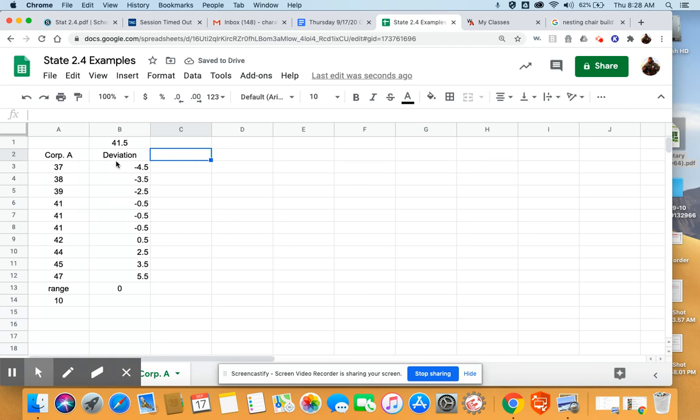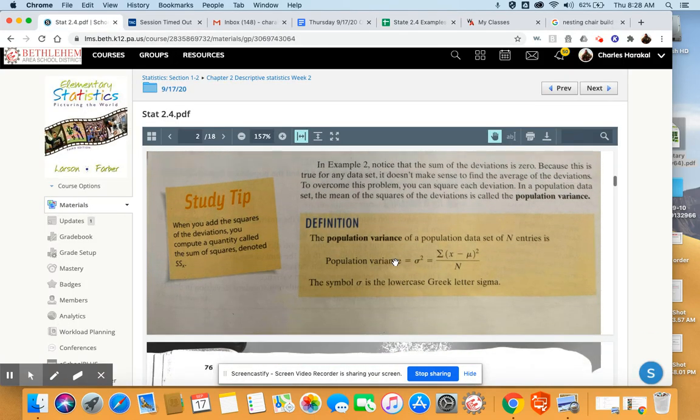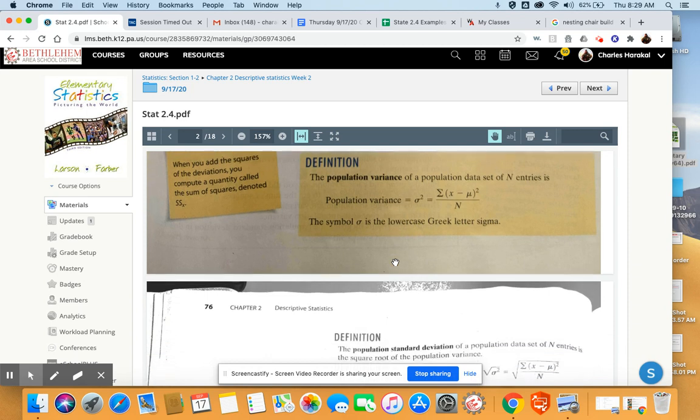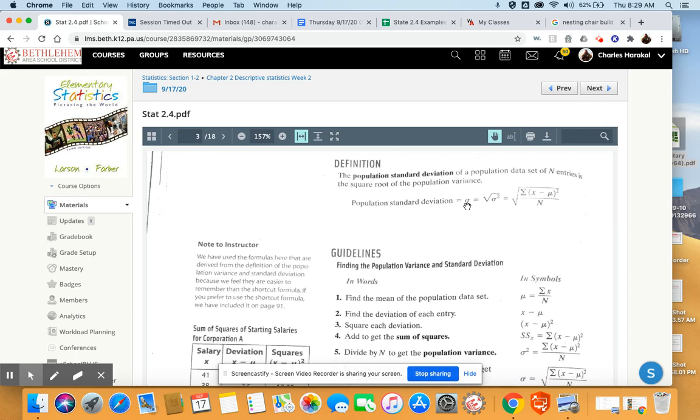But again, deviation is only a measurement of each individual data value. It doesn't tell us a whole lot about our data set. Our textbook goes next to population variance. I'm not going to talk about population variance first. We will talk about it, but it is a step in the process to finding our next topic, which is population standard deviation. So here's an equation. Population standard deviation is equal to the square root of the sum of x minus the mean squared divided by population size.